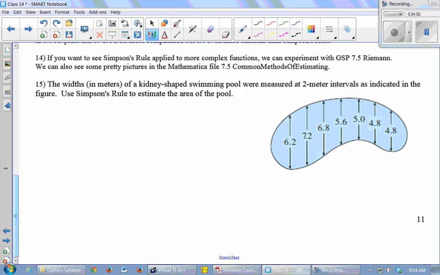Here's a kidney-shaped swimming pool measured at 2-meter intervals. We want to use Simpson's Rule to estimate the area of the pool.